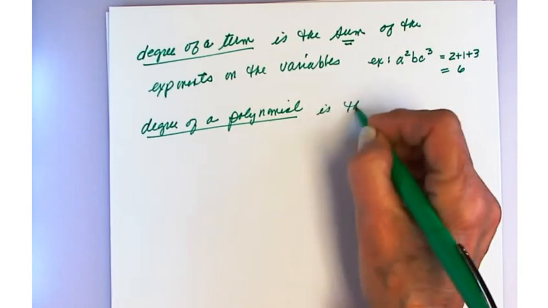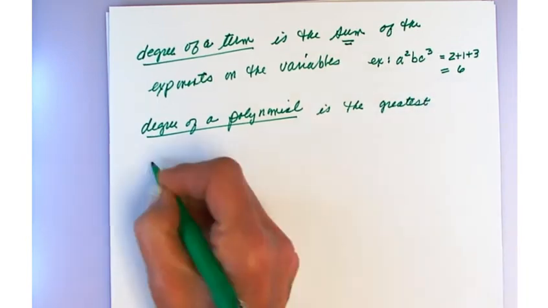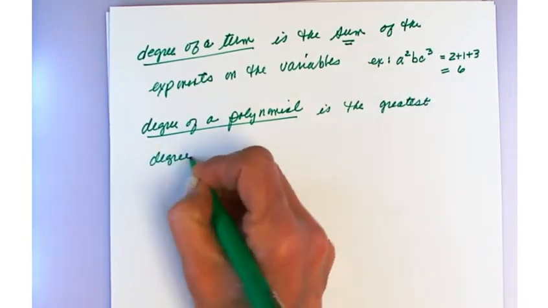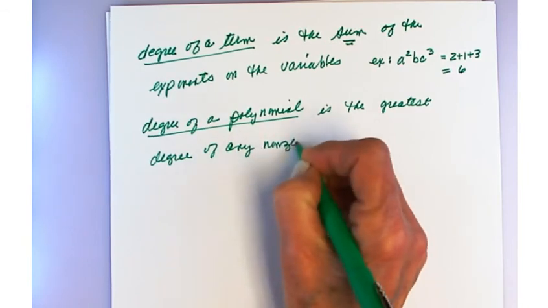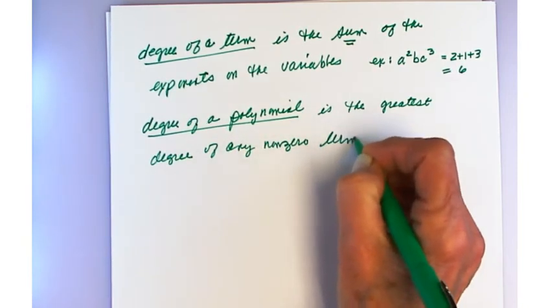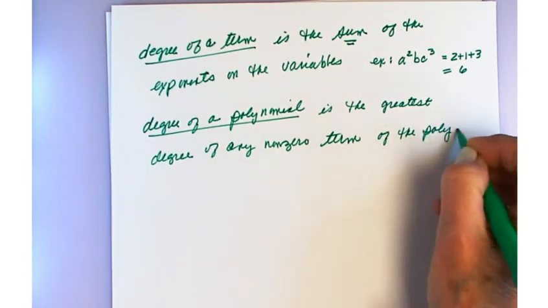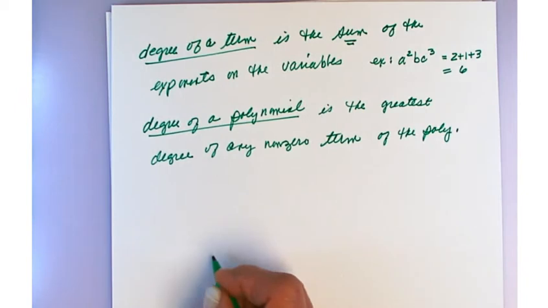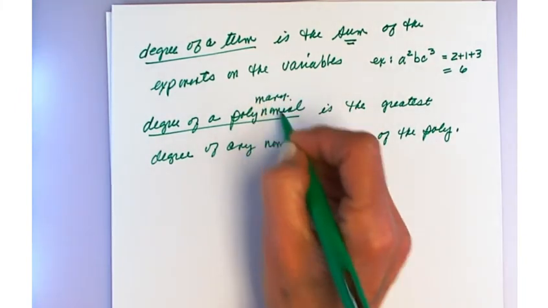The degree of a polynomial is the greatest degree of any non-zero term of the polynomial. Okay? We have a lot. Poly means many. That means many terms. But we have special ones.